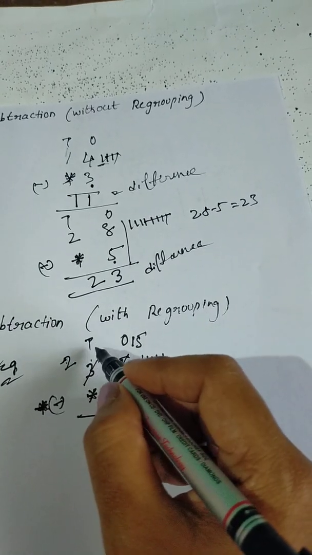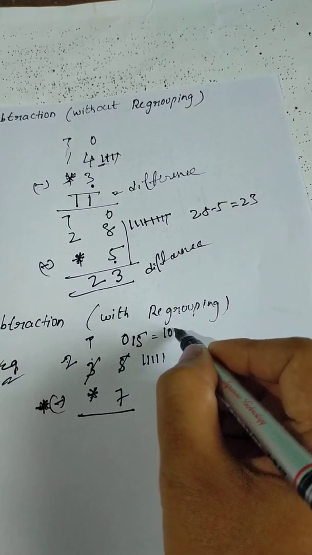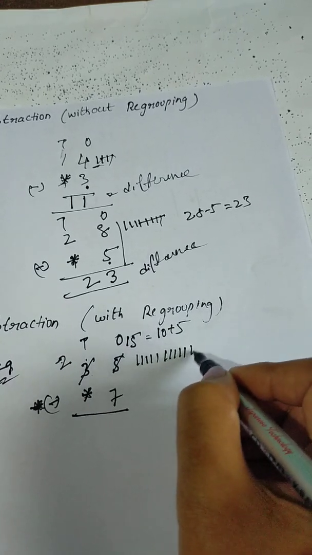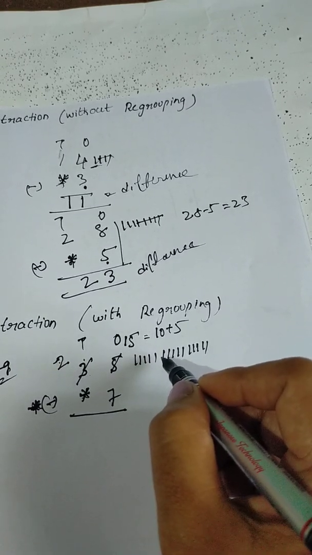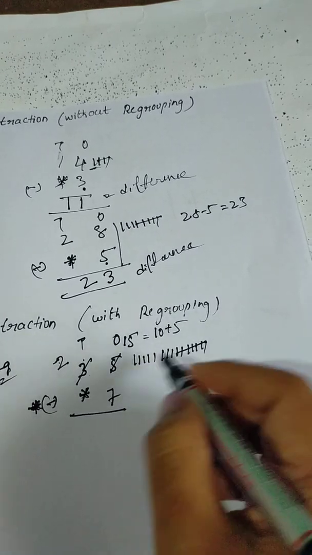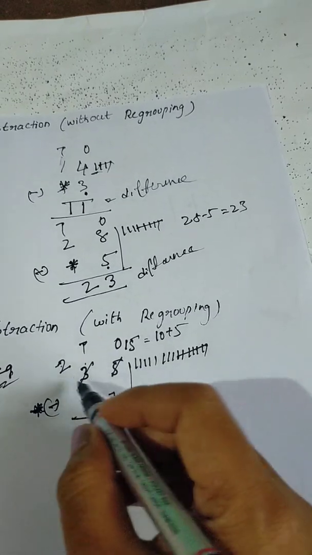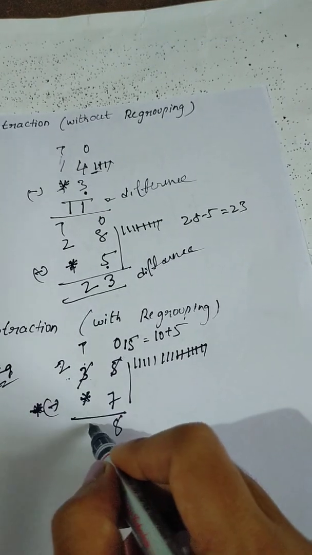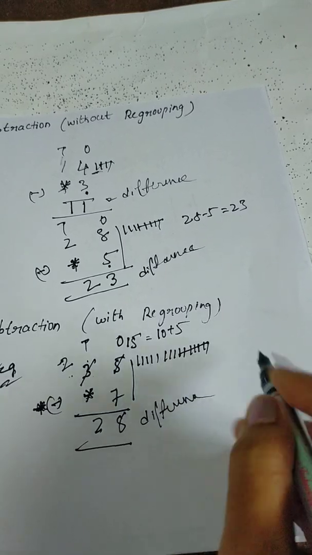Take the 1. So 5 subtracted comes from 15. Why? Because the ones come from the tens place. So 10 plus 5, 15. 15 minus 7. Remaining 8 lines are there. So write the 8 in the ones place. Next, 1 has already gone to the ones place, so remaining only 2. Write the 2. So it is called the difference.